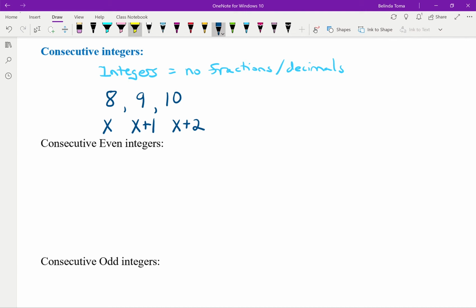Now, if I change one word, or add a word, I should say, from consecutive integers to consecutive even integers, then my example numbers might be more like 8, 10, and 12. Now again, if I start with the variable x, to get to the next integer, I would want to add 2. So from 8, I added 2 to get to 10. And from 8, I would have to add 4 to get to 12. So my unknowns, or my variables, would be x, x plus 2, and x plus 4.